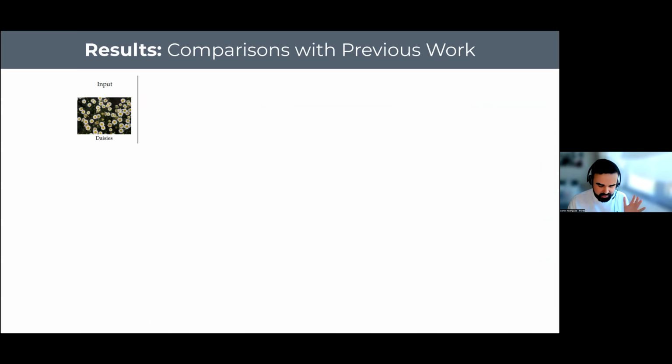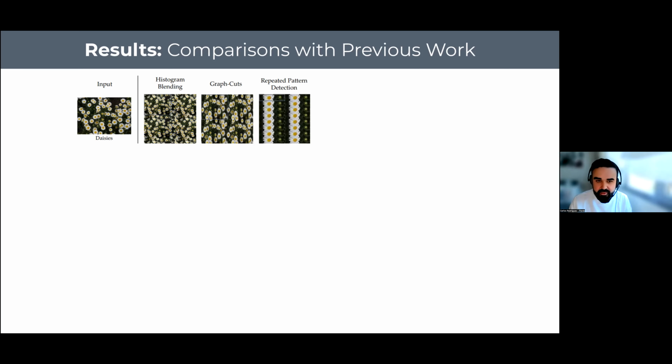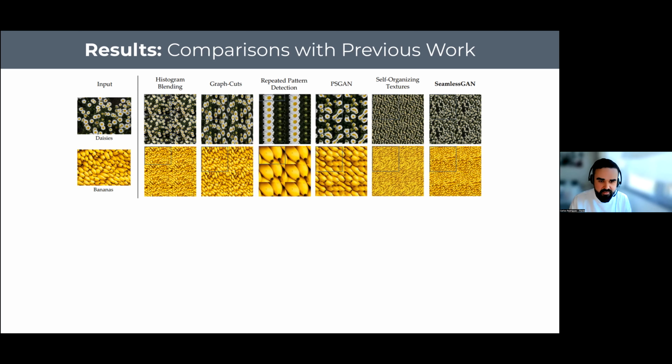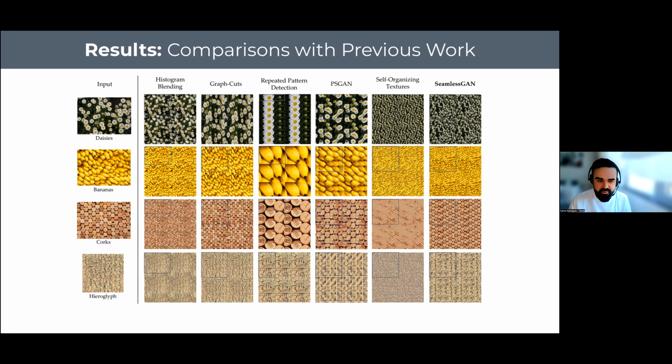Yeah, so in terms of comparison with previous work, we compare with every paper I've talked about before. So histogram blending, graph cuts, repeated pattern detection, periodic spatial GAN, self-organizing textures, and our method. What we see is that SeamlessGAN produces kind of the best quality results in terms of the amount of detail that is preserved and the amount of semantic understanding of the texture. So in a variety of textures, these flowers, bananas, corks, and plenty of textures, we obtain the best results in the literature.